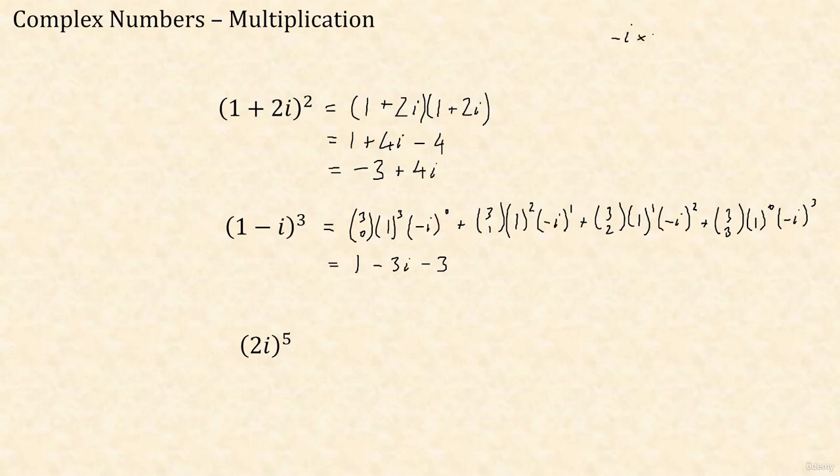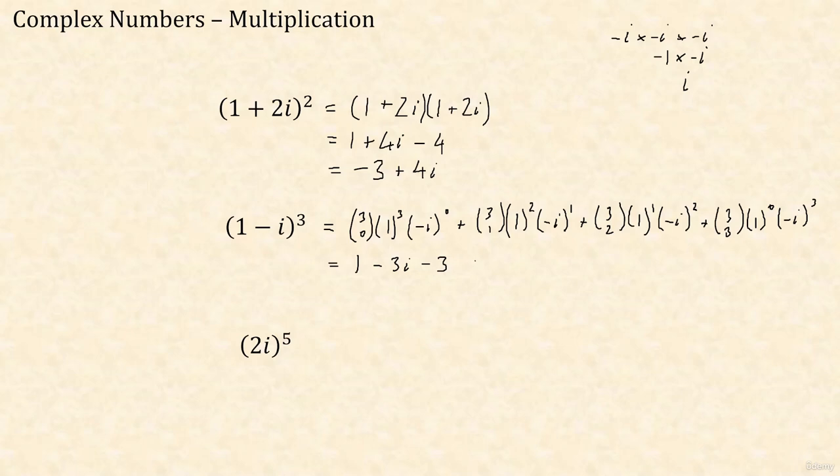Minus i times minus i times minus i. What's this first two multiplied? Well, the negatives cancel, and i times i is minus 1, so that's minus 1 times minus i. The negatives cancel, 1 times i is i, so the answer to that is i. So minus i cubed is i.